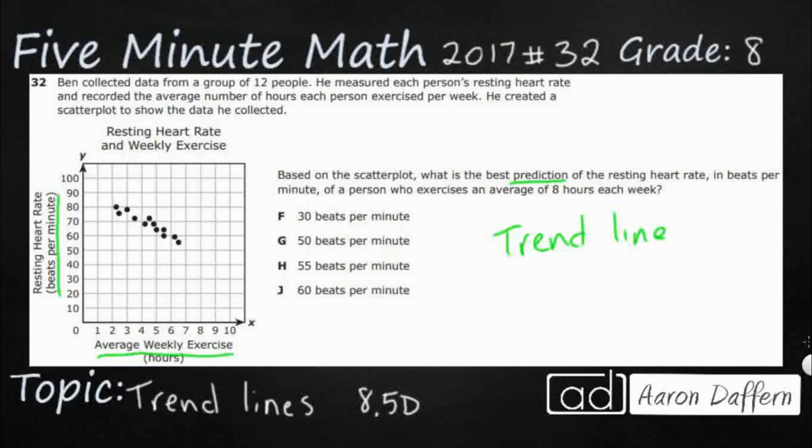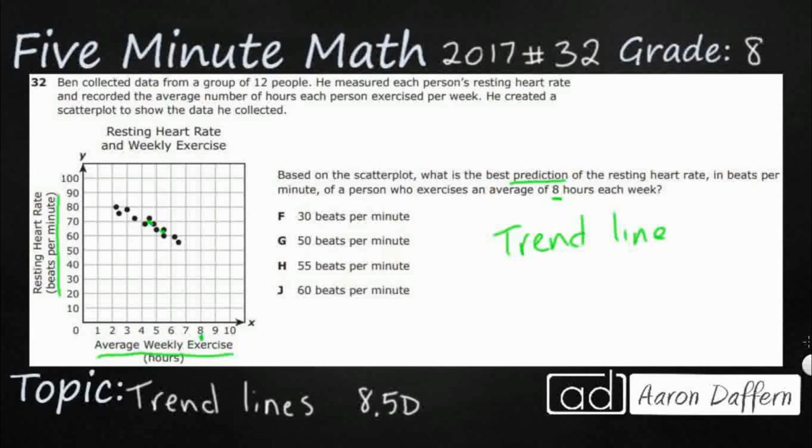We're looking at the resting heart rate of someone who exercises 8 hours. So 8 is going to be just right there. We just need to extend this pattern. We're going to try to get as close as we can in between some of these points, so like right there, and right there. You want to draw a straight line that captures as much of the data as possible.